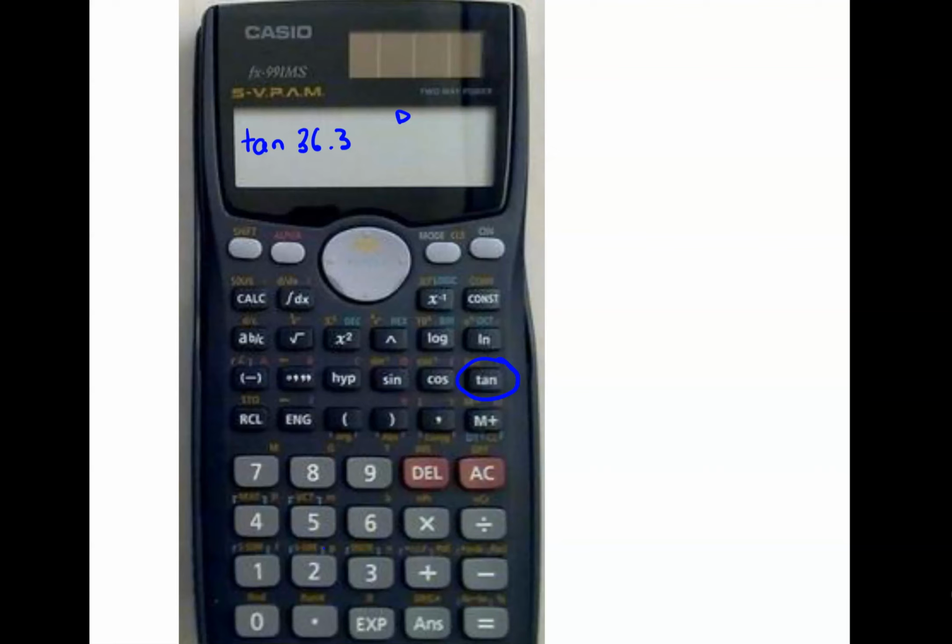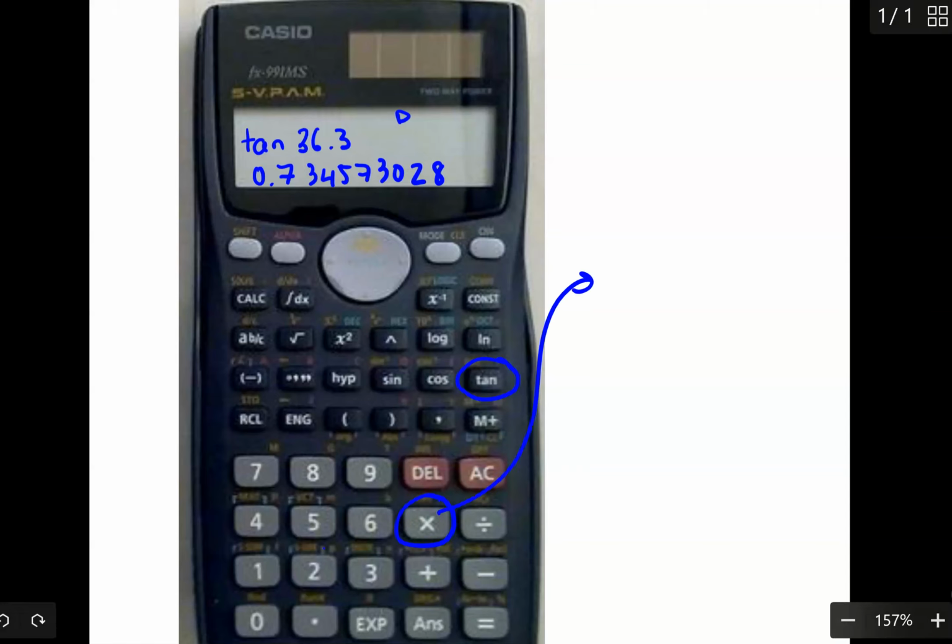Okay, press equal sign. Then I should have 0.734573028. Okay, and now the next step: if you press the multiplication sign, your calculator will show something like "answer multiplied by". That means it will take this answer and multiply by.